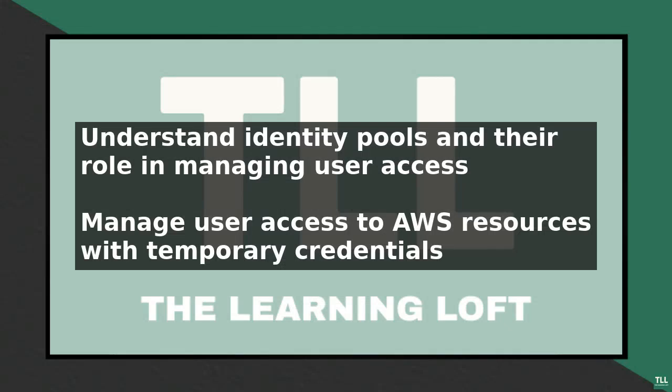To get started with AWS Amplify identity pools, you first need to understand what they are and how they work. Identity pools are used to manage user access to AWS resources, providing temporary AWS credentials to users who are authenticated with an identity provider. Step 1 is to set up an AWS Amplify project.